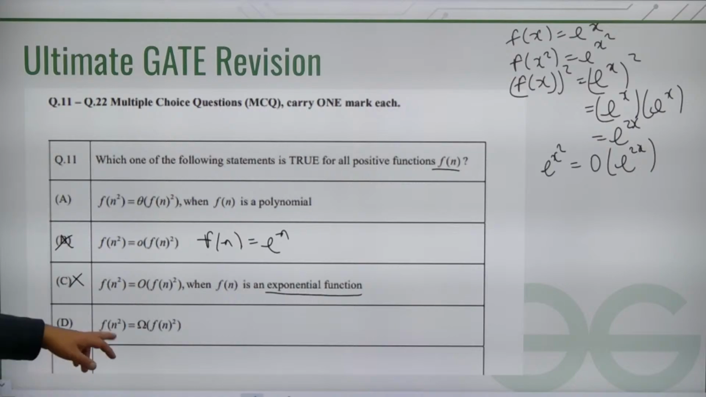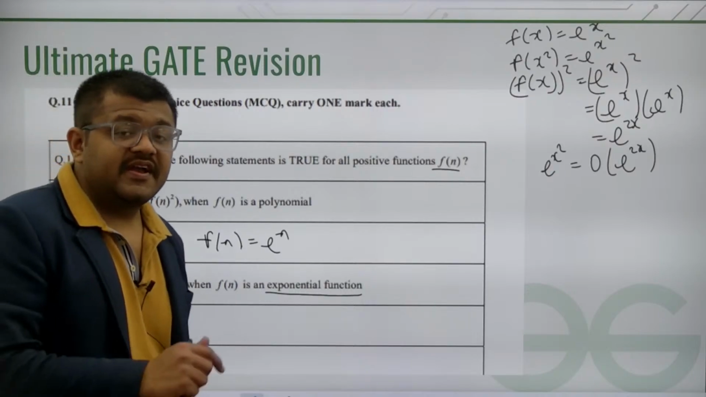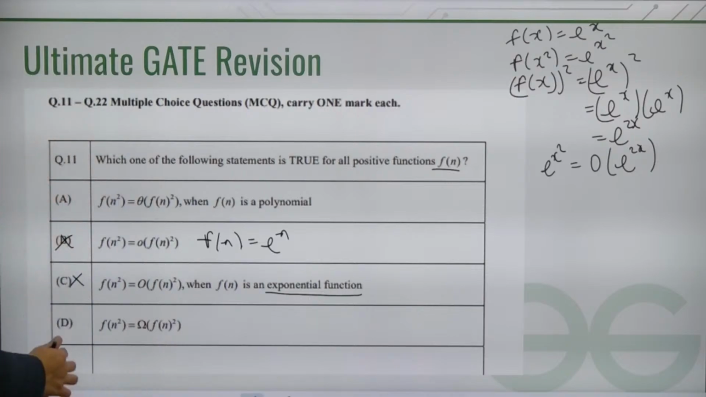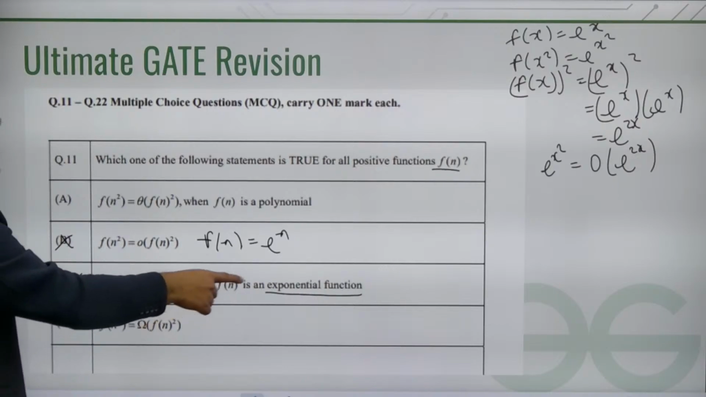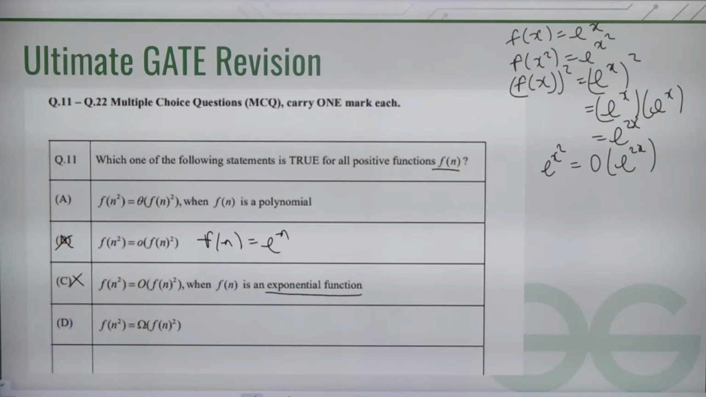Now let's look at this. f(n²) is equal to big omega of (f(n))². What is big omega? It gives a lower bound. Now please understand, if f(n²) is equal to big O of (f(n))², when I took f(n) as an exponential function, it couldn't give an upper bound, right?